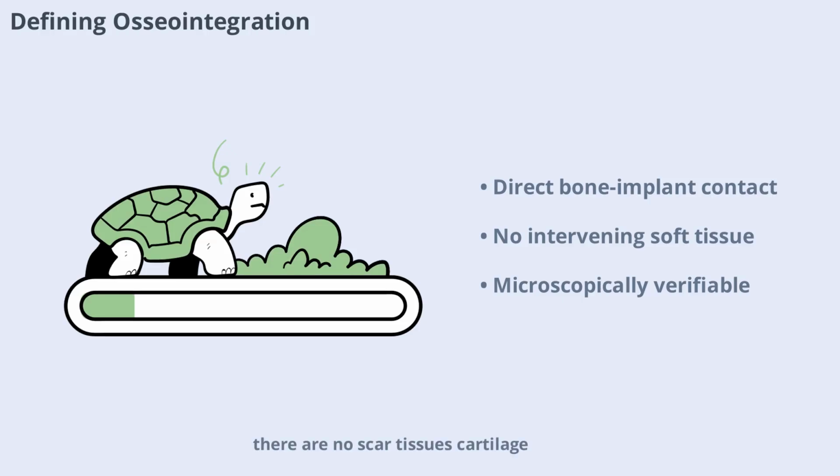Unlike other forms of integration, there are no scar tissues, cartilage, or ligament fibers between the bone and the implant surface. This direct contact can be verified microscopically, ensuring that the implant is securely anchored within the bone. The absence of soft tissue at the interface is what distinguishes osseointegration from other types of implant integration.